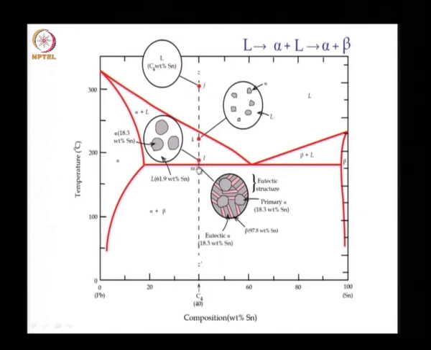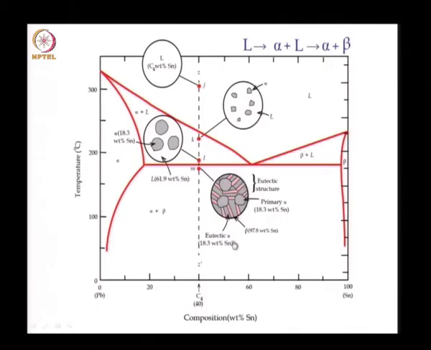We cool further and now we cross the eutectic isotherm, and what we see is outside these grains of alpha we have a eutectic structure formed. This primary alpha which formed in this region will have a tin content of 18.3%, but outside we now have an alpha and beta phase mixed together in the eutectic structure.